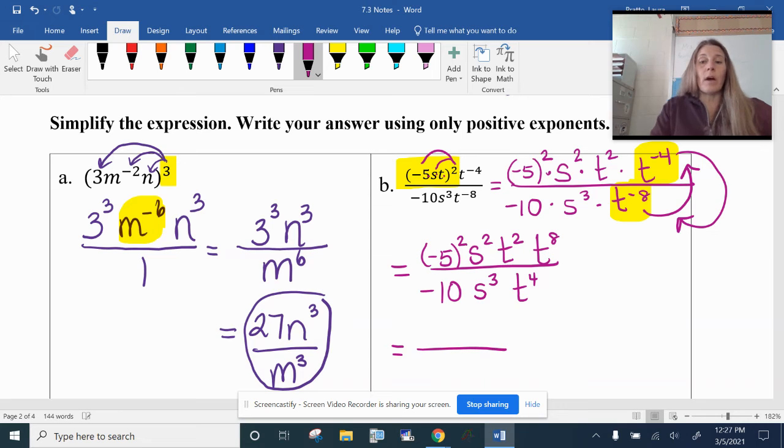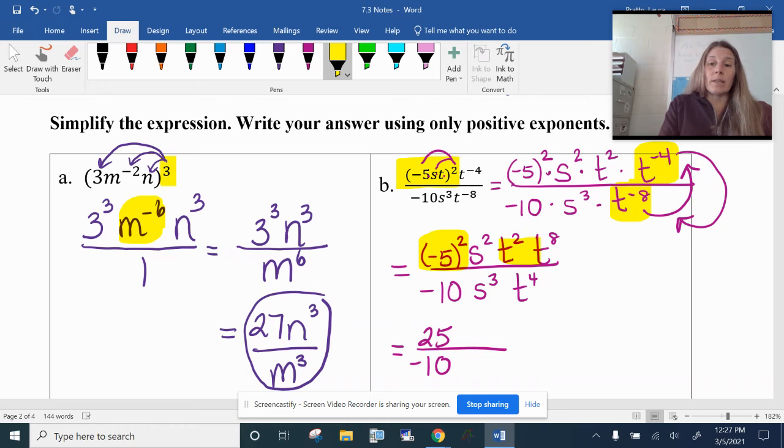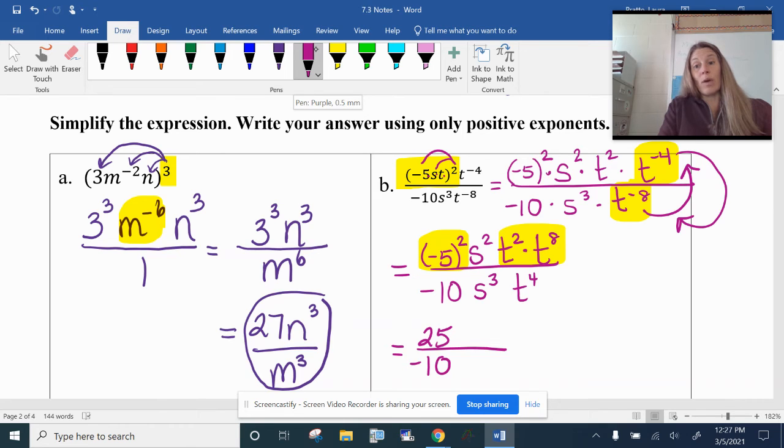All right, so once I've gotten rid of my parentheses and my negative exponents, I want to solve any exponents I can or do any multiplication or division. So this piece here, negative 5 squared, is actually going to be positive 25. And then I have the negative 10 on the bottom. I also have these two t's here on the top, and if you remember, when you're multiplying two powers that have the same base, you add the exponents. So that's going to give me a t to the 10th on the top.